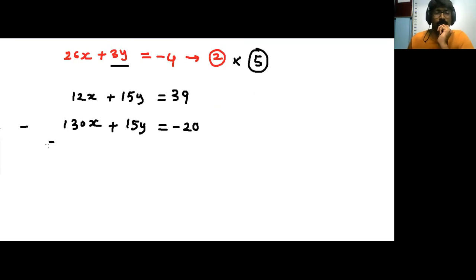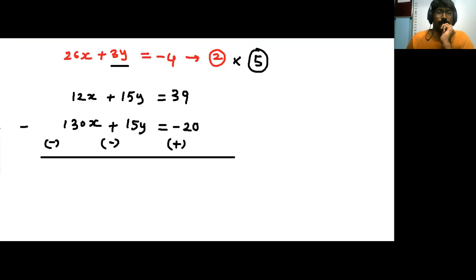When we subtract, we need to change the signs. This positive 130 will become negative, this will become negative, and this will become positive, isn't it? And once you're done with that, we can subtract easily. So, what is the subtraction? 12x minus 130x will become minus 118x. And then the 15y and 15y will get cancelled.